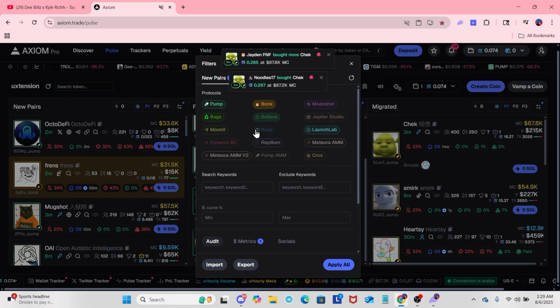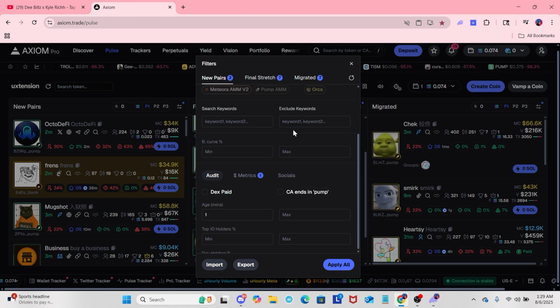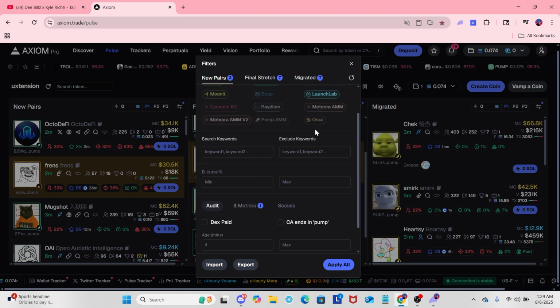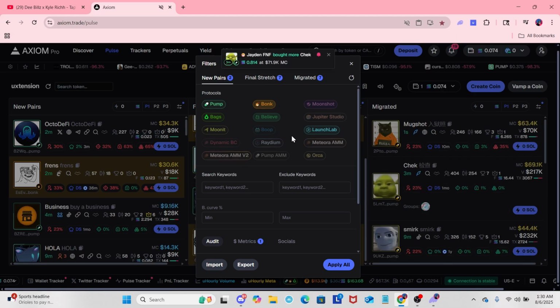It's up to you guys, it's preference. But personally, I only want to see Bonk, Pump, Bags, and Launch Lab on here. Other than that, I don't really want to see all this extra stuff: Raydium, Jupiter Studio, Boop, Moonit, all that.